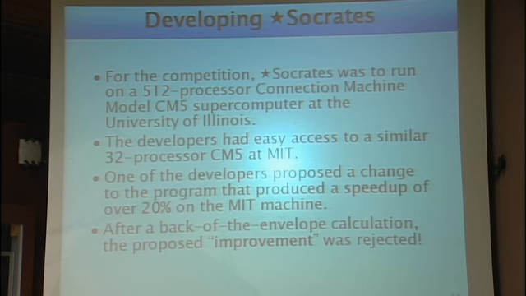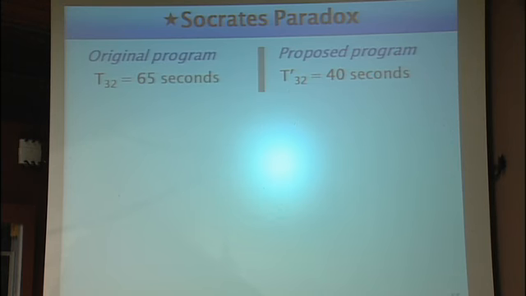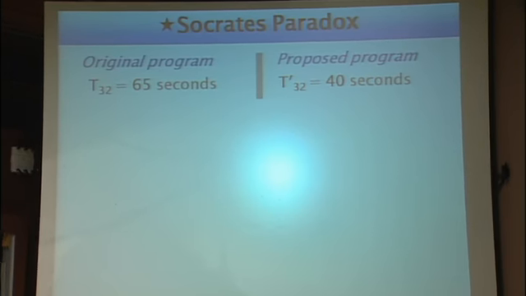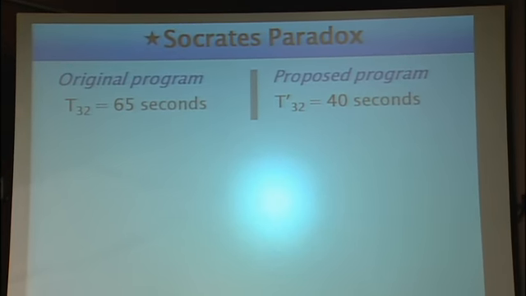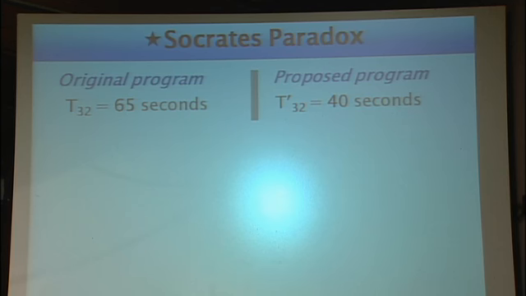Let's see how that worked out. I've fudged these numbers so that they're easy to do the math on and easy to understand. The real numbers did sort out very similar to what I'm saying, they just weren't round numbers like I'm going to give you. So the original program ran for, let's say, 65 seconds on 32 cores. The proposed program ran for 40 seconds on 32 cores. Sounds like a good improvement to me. Let's go for the faster program. Well, hold your horses.